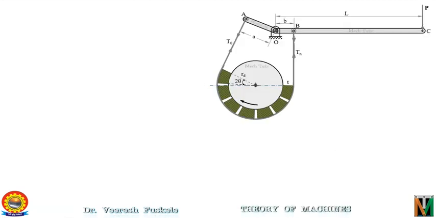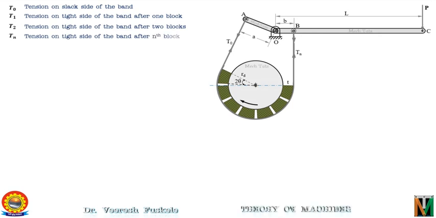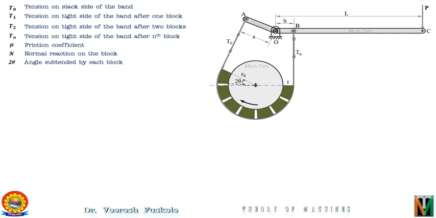We have T0 as the tension on the slack side of the band. T1 is the tension on the tight side of the band after one block, and T2 is the tension on the tight side of the band after two blocks. Tn is the tension on the tight side of the band after the nth block. Further, we have mu as the friction coefficient, N is the normal reaction on the block, 2 theta is the angle subtended by each block as shown here. Rd is the radius of the drum, P is the force applied at the end of the lever.